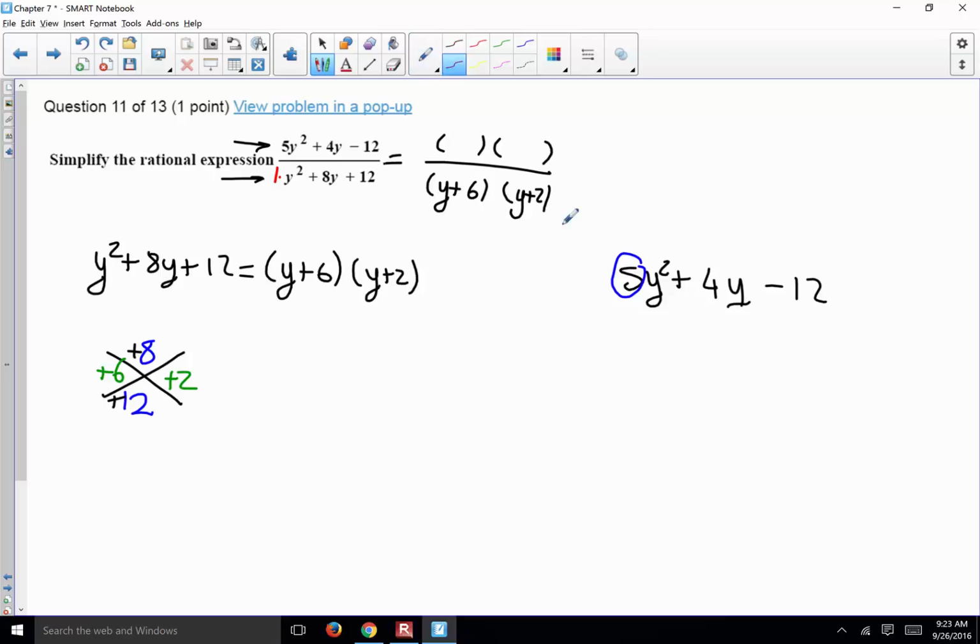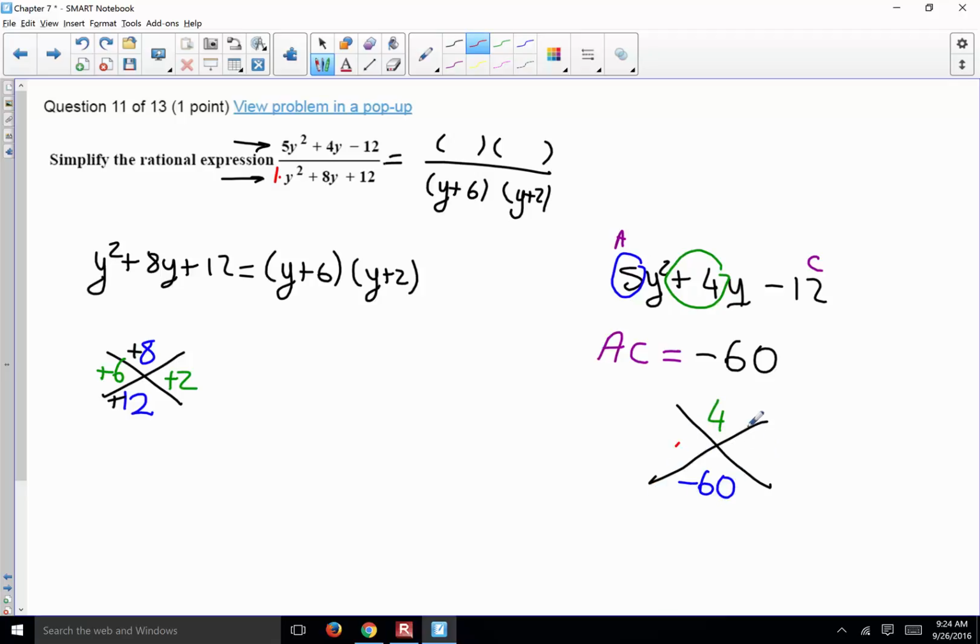In AC method, as it's clear from the title, you multiply A and C first. What is A times C? 5 times 12, negative 60. Then you make this cross symbol, put minus 60 in here. What do I put in the top? Put 4 to the top and find two numbers multiplying into minus 60, adding to 4.